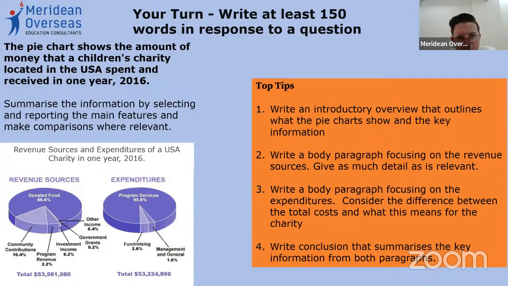And I'm going to keep the top tips up there for you. So break down the 4 paragraphs by writing an introductory overview that outlines what the pie charts show and the key information. Write a body paragraph focusing on the revenue sources and give as much detail as is relevant. Write a body paragraph focusing on the expenditures and consider the difference between the total costs and what this means for the charity. And finally, write a conclusion that summarizes the key information from both paragraphs.